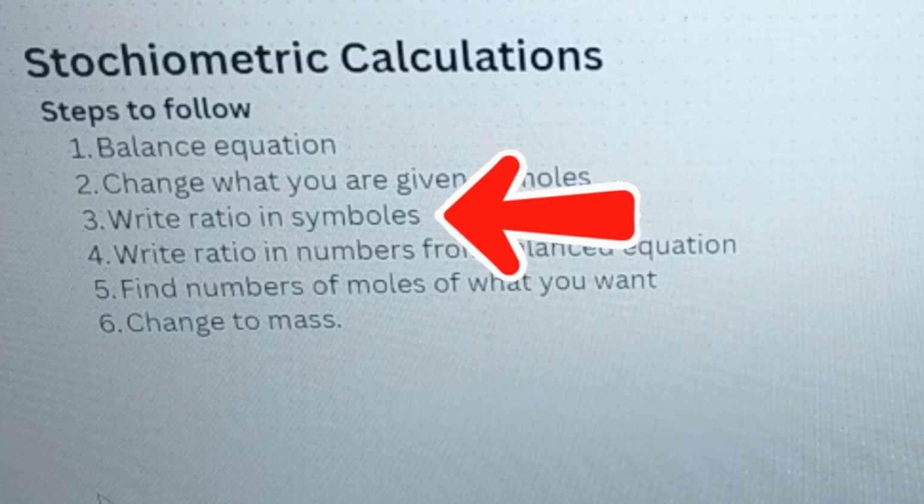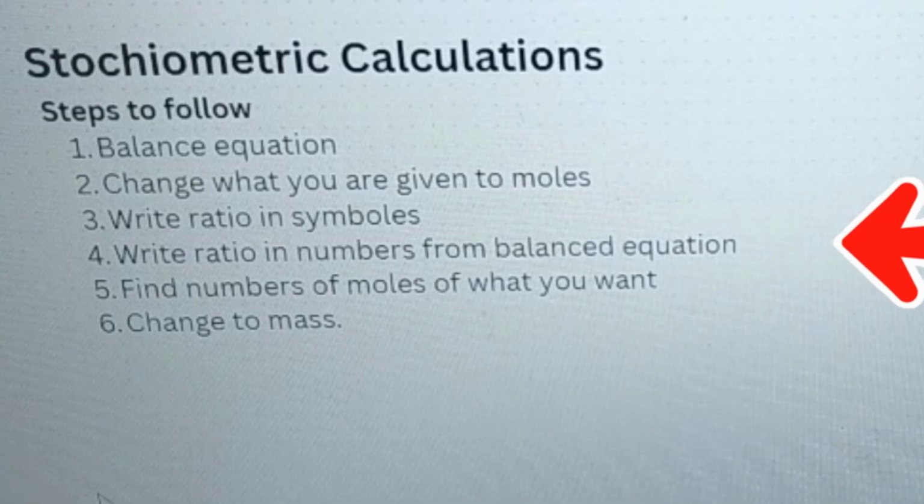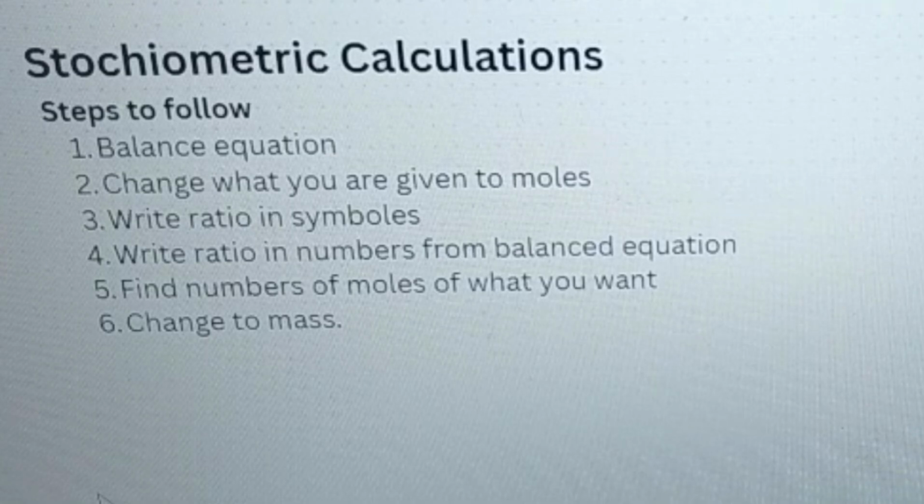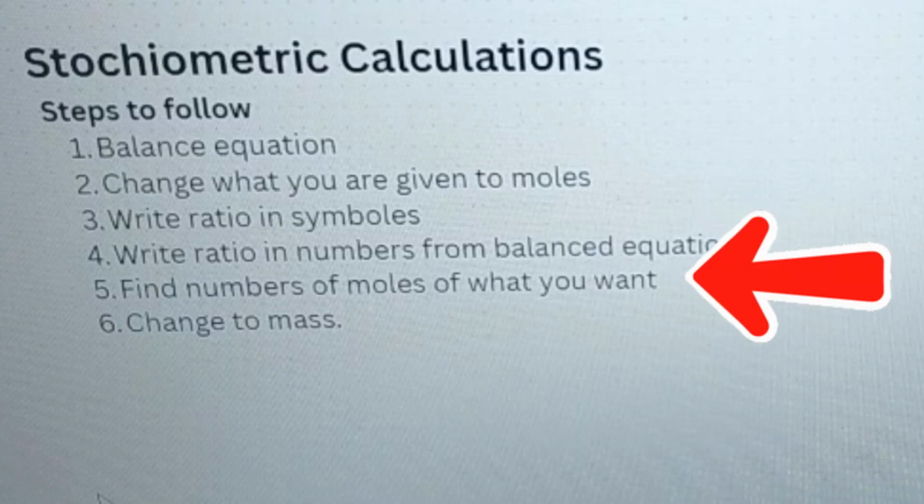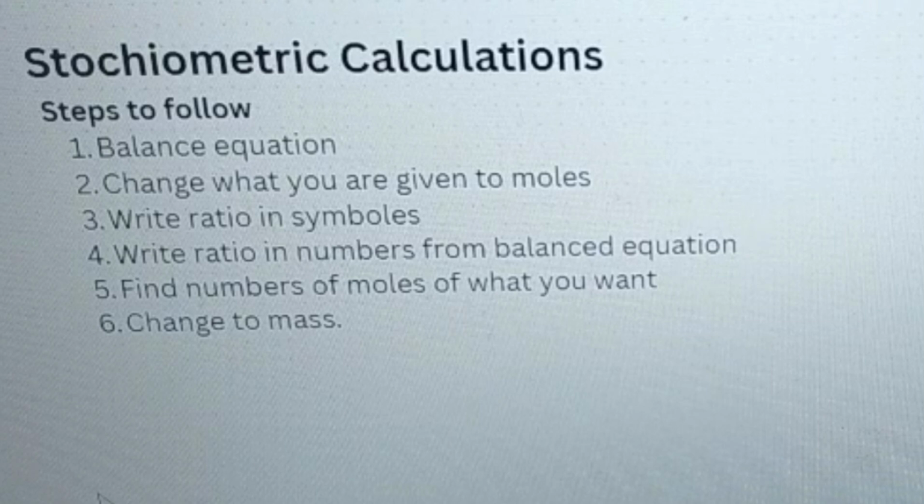And then the third step, now you write it in ratio. I said ratio in words. You write the ratio in symbols, meaning that you write sodium chloride in symbols. And then the fourth step, now look at the balanced equation and write whatever you have in a ratio. And then the final step, now you use the ratios to calculate the moles of what you are asked by using the moles of what you have and the ratio.